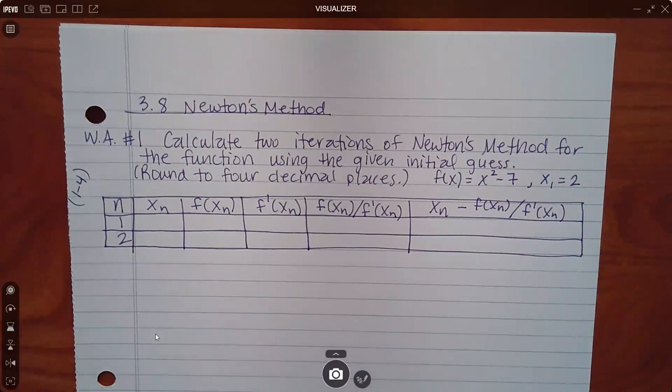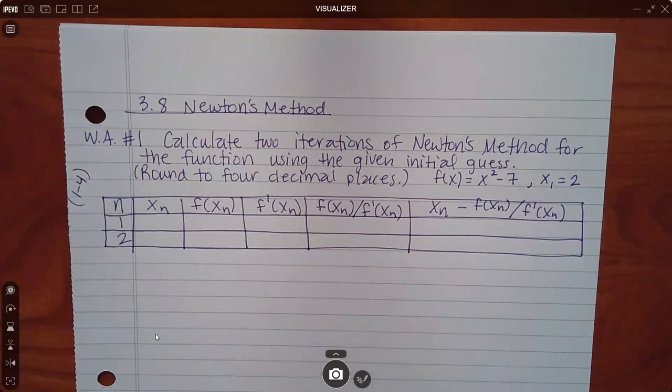So for here, they did tell us to calculate just 2 iterations, so we don't have to do it so many times. Just two iterations using Newton's method for the function using the given initial guess. And it says round to four decimal places. So every time I try to enter something in a box, if it's supposed to be this long decimal, just put it to four decimal places.